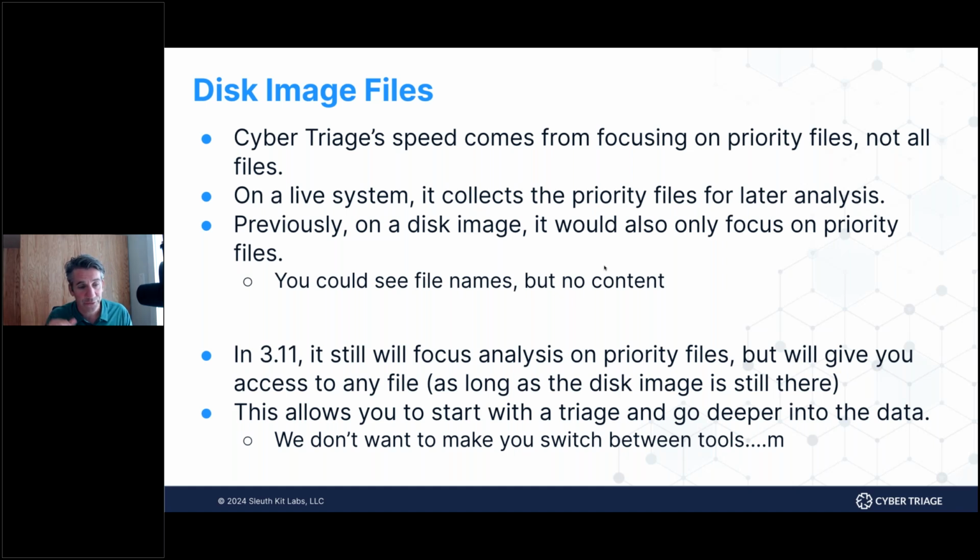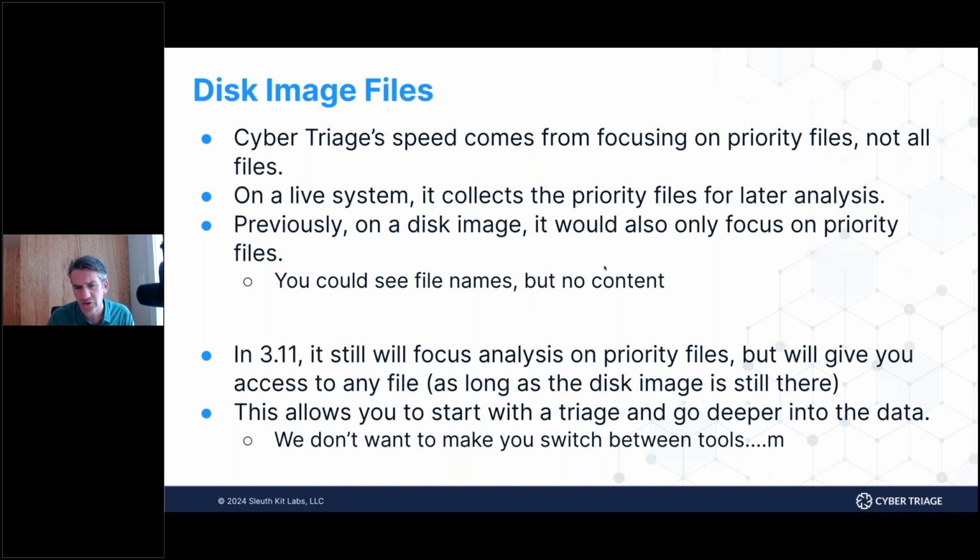So in 3.11, the change is that we're still going to focus the analysis on those priority files. We're not diverging from that as our triage goal, but we're going to give you much easier access to any of the files as long as the disk image is still around. So as long as Cyber Triage can still access the disk image, it'll now be transparent to you when you want to click on some random file in some dark corner of that drive. You can get that content as long as that drive is still there.